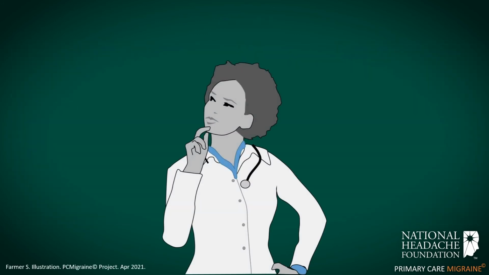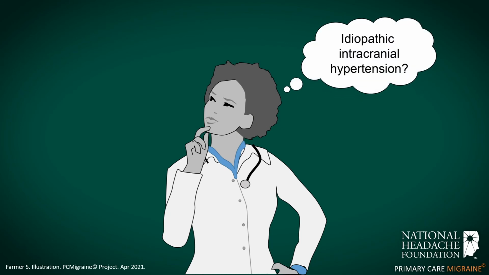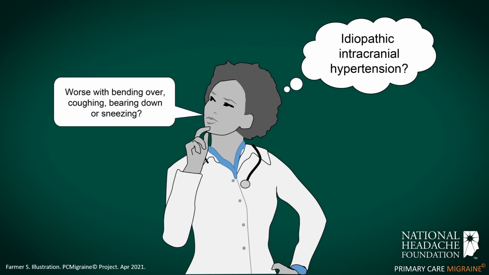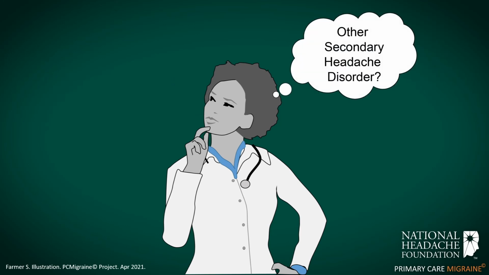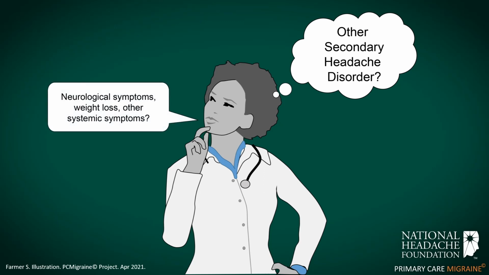With her blurred vision, visual loss, and obesity, you must consider idiopathic intracranial hypertension, which used to be called pseudotumor cerebri. You need to ask questions that are specific for high-pressure headaches, such as, are the headaches worse with bending over, coughing, Valsalva, or sneezing? She answers that they are worse with bending over, coughing, and bearing down. You also must rule out secondary headache disorders. Therefore, you need to ask about neurological symptoms, weight loss, and systemic symptoms. These symptoms were negative in this patient.